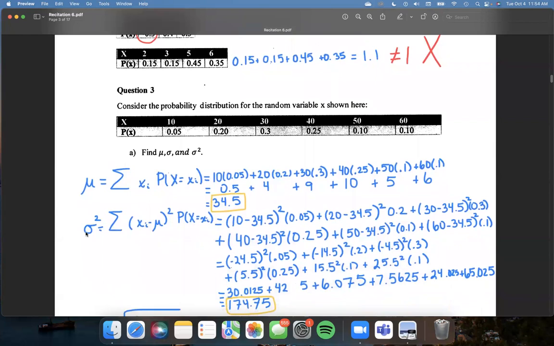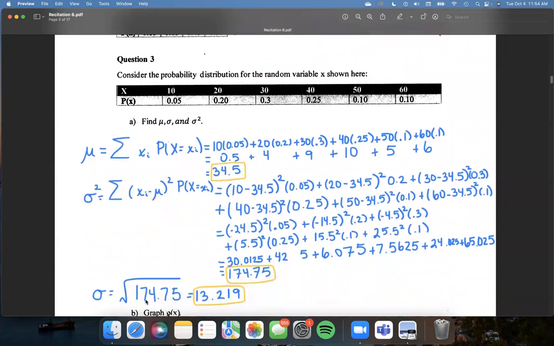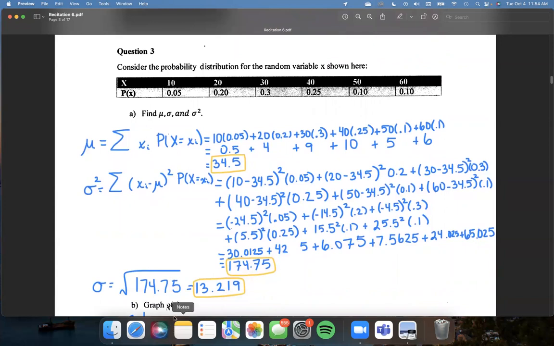174.75 as our variance. And then we want to find our standard deviation next. So that equals the square root of our variance. So we're going to take the square root of 174.75, and then we'll get 13.219 as our standard deviation. So that concludes question 3A. And then next we want to graph P of X.